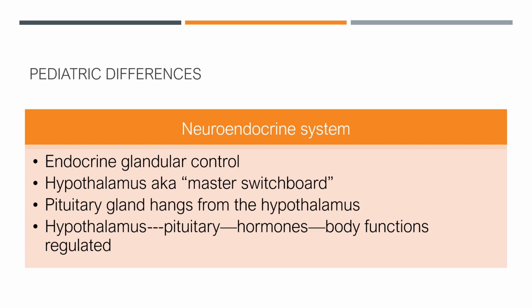The hypothalamus is what we would consider to be the main neural control center. They call it the master switchboard. I would call it the motherboard. Then hanging from the hypothalamus is your pituitary gland. The hypothalamus sends messages to the pituitary gland, and then the pituitary gland releases hormones that regulate body functions, and that's how we get our stuff done.